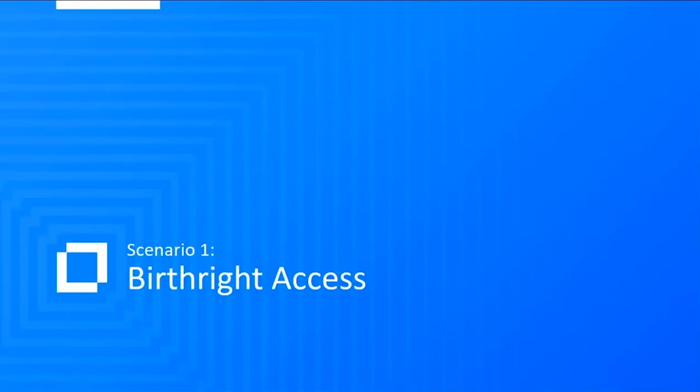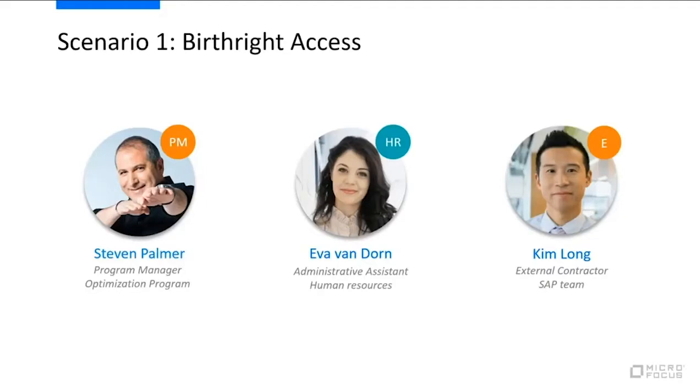So that brings us to our first scenario, and that is Birthright access. We have a few different parties involved here. One being the manager, Steve. We have HR, Eva, as well as a contractor that's going to be joining the organization named Kim.